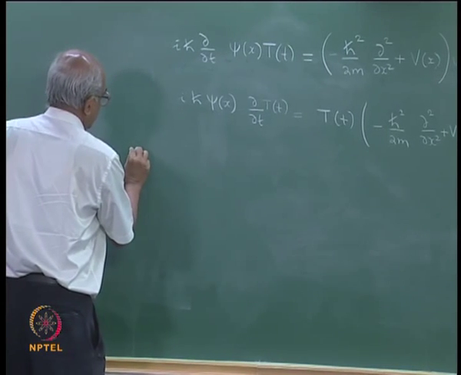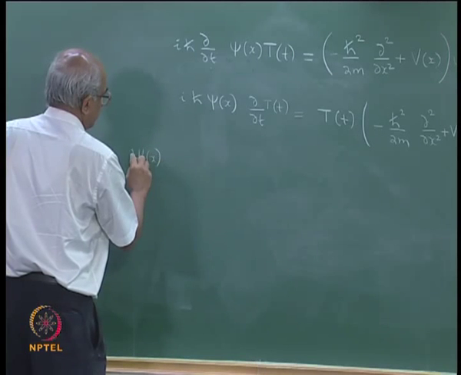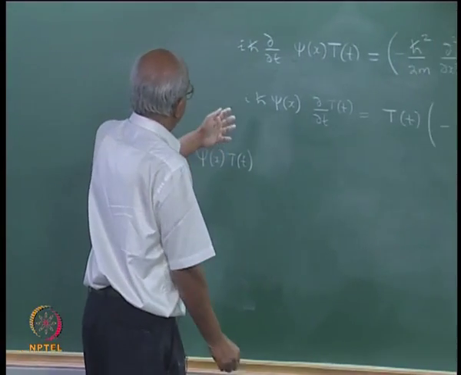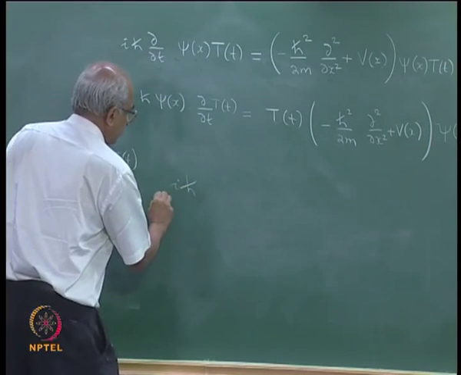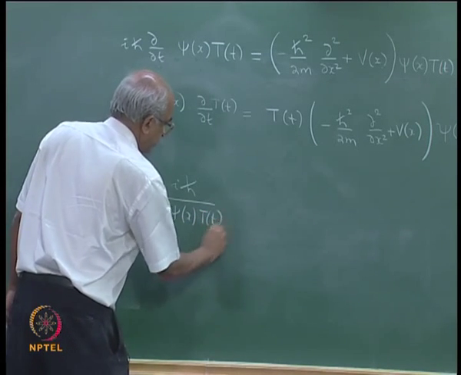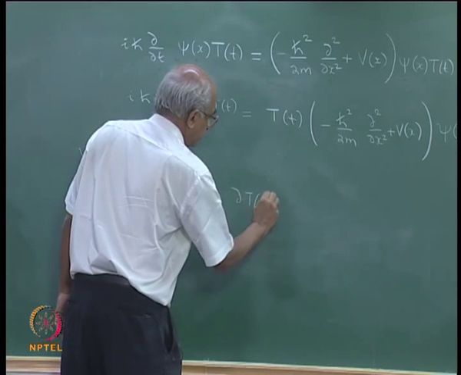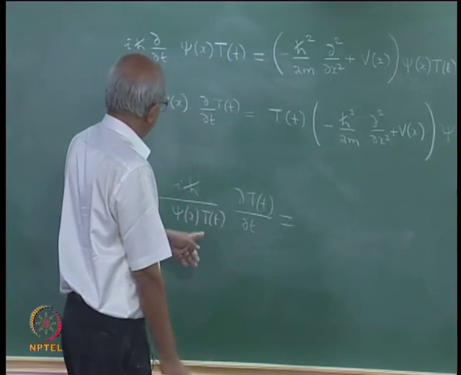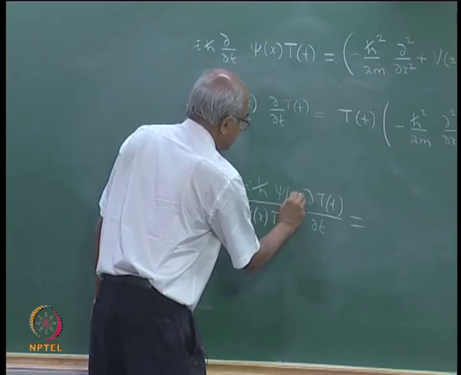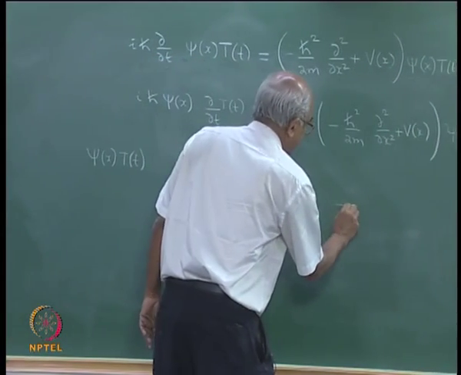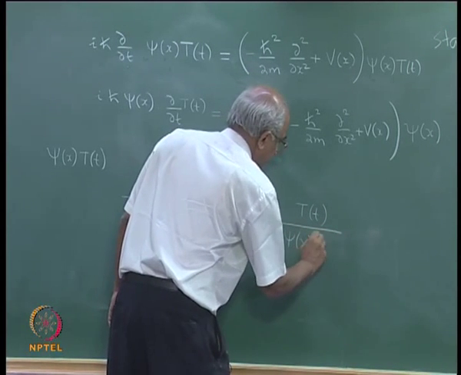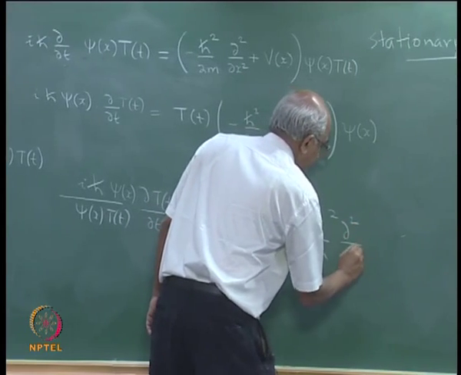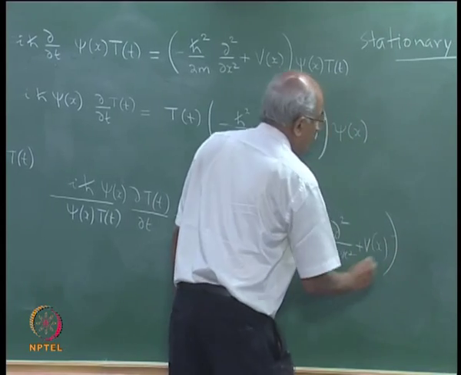Before I rewrite, what I want to do is I want to divide throughout by psi of x into capital T of t. Suppose I divide throughout by this, then what is going to happen is you will have i h cross divided by psi of x into capital T of t, ∂T/∂t is equal to, well, I have made a mistake, there should have been a psi of x here, and on the right hand side you are going to get capital T of t divided by psi of x into capital T of t, then minus h cross square by 2m ∂²/∂x² plus V of x operating upon psi of x.